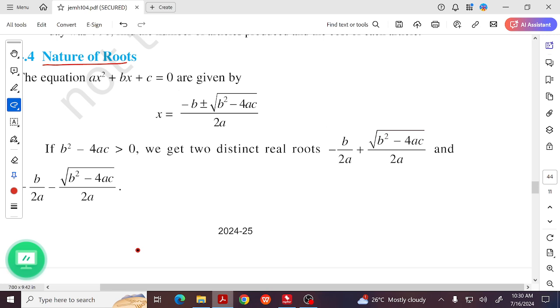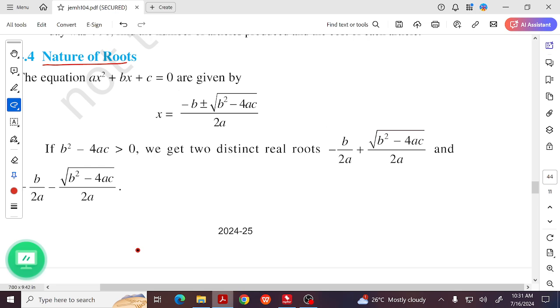But before solving the quadratic equation, we can identify what type of answer we are going to get by using the nature of roots. One of the exercises we have seen: x equals minus b plus or minus square root of b square minus 4ac, whole divided by 2a.